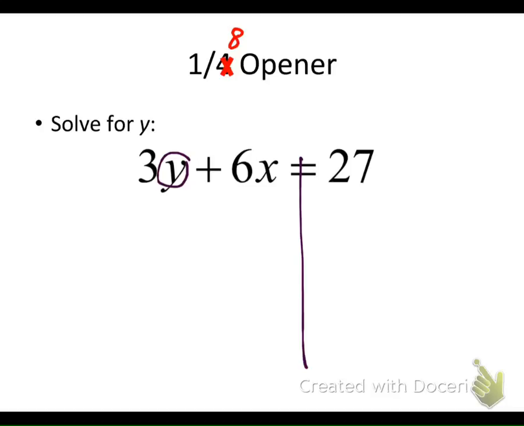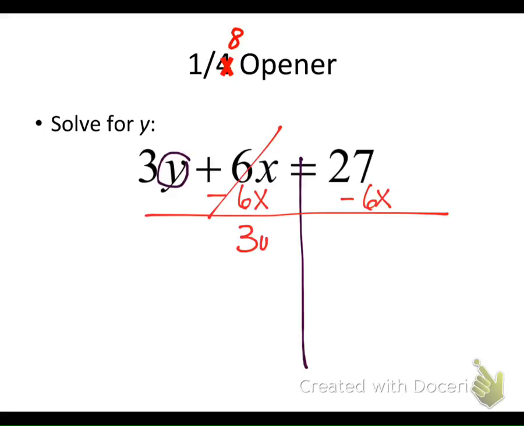Yeah, so how do I get rid of the plus 6x? Good. So I'm going to minus 6x. Now, when I go to subtract 6x on my right side, I can only do so if it has a like term. Does it have a like term on my right side? No. So I rewrite the equation. So I'm going to bring down my 3y on my left side.